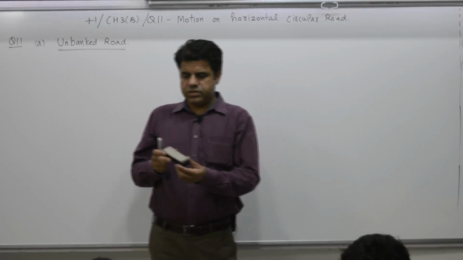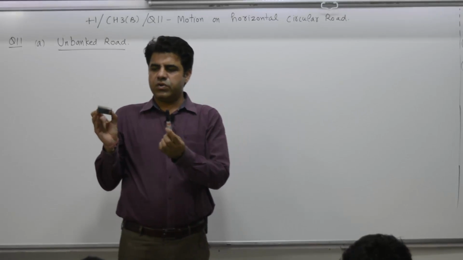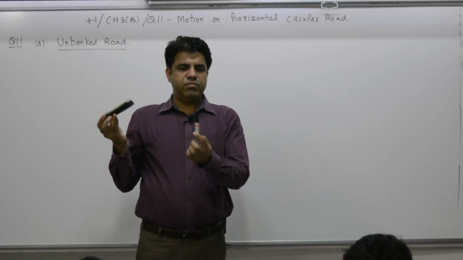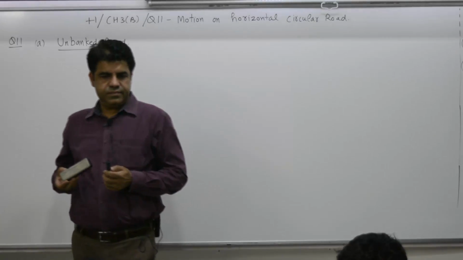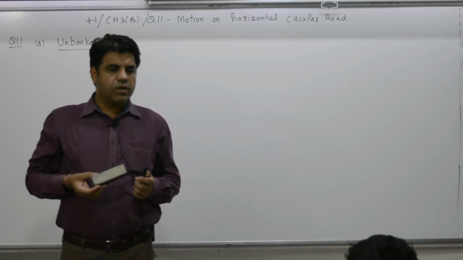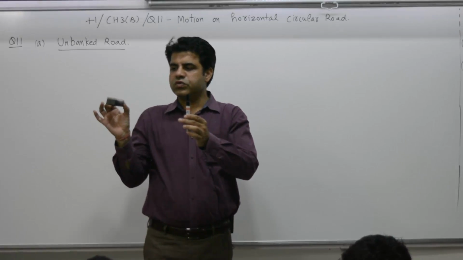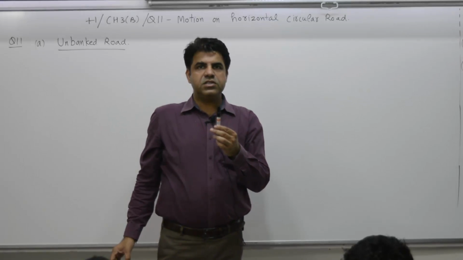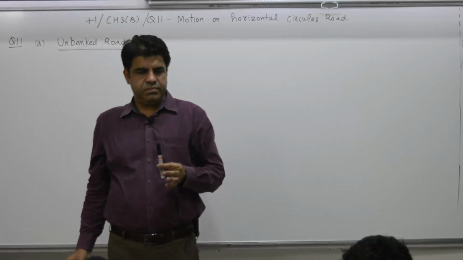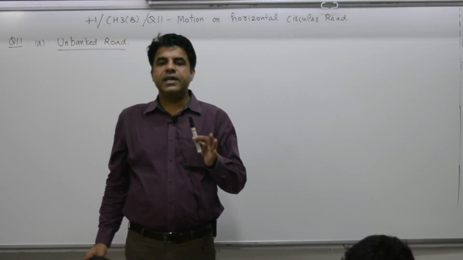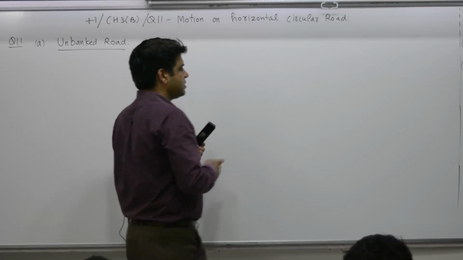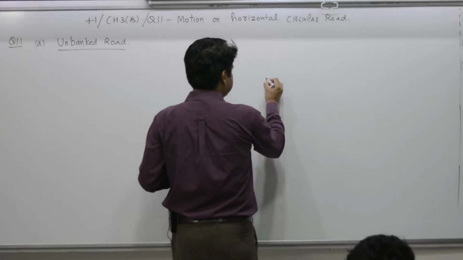When a car moves on a circular road, what is the possible problem in case it moves with a high speed? Skid away, yes, it will skid away. So that means something is needed which prevents it from skidding.